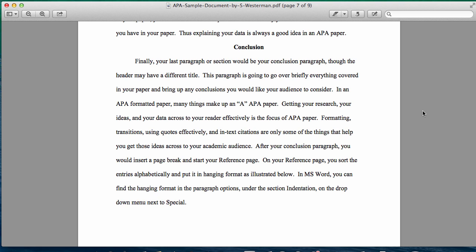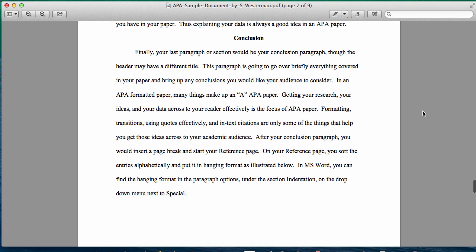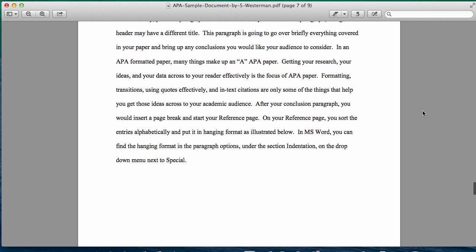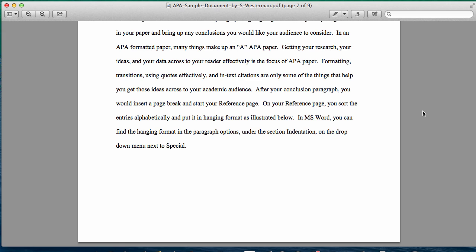In an APA formatted paper, many things make up an APA paper. Getting your research, your ideas, and your data across to your reader effectively is the focus of an APA paper. Formatting, transitions, using quotes effectively, and in-text citations are only some of the things that help you get those ideas across to your academic audience.